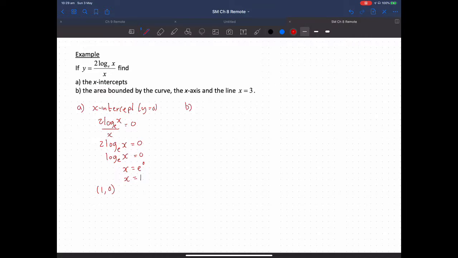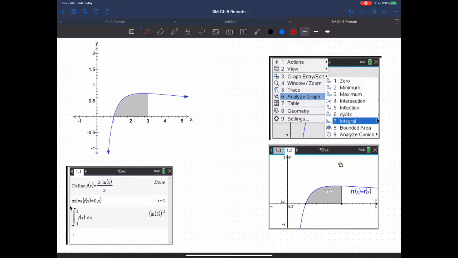Part B of the question looks at the area bounded by a curve. The graph of that is shown here. We can see there is an x-intercept at 1, the one that we just calculated. We can see the curve shown in blue. We can see the x-terminal of 3. The area that we are trying to find is the area that I have just bounded in red.